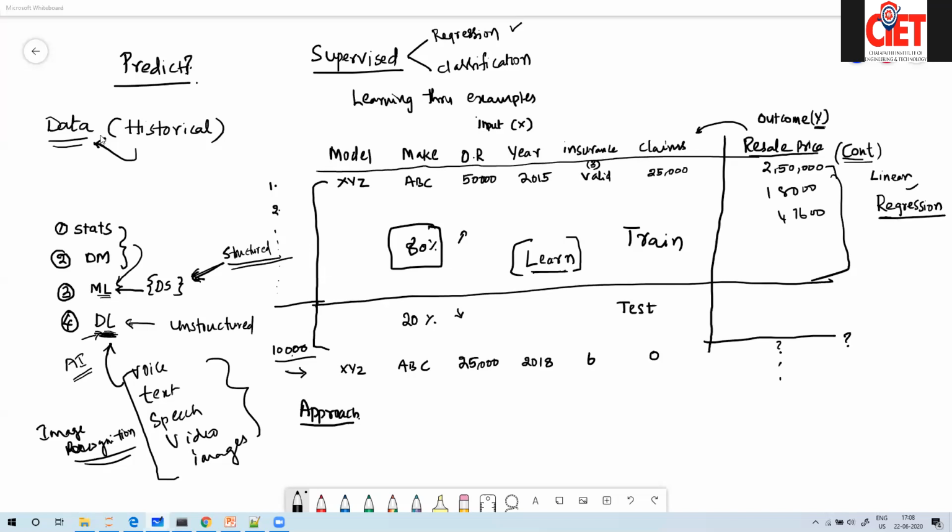And to do that, we need to learn from the historical data. To learn from the historical data, we first have to choose what type of algorithm we are going to use to learn from it. And these are the broader sets of algorithms that we can choose from.